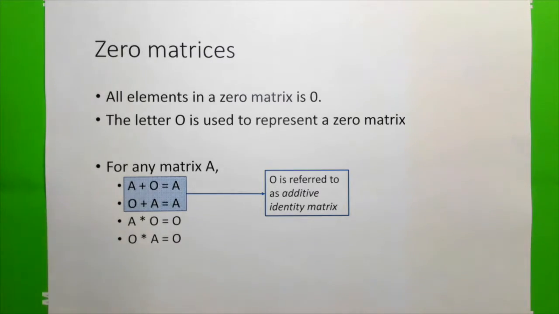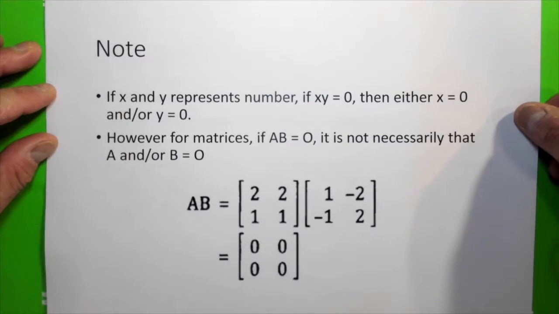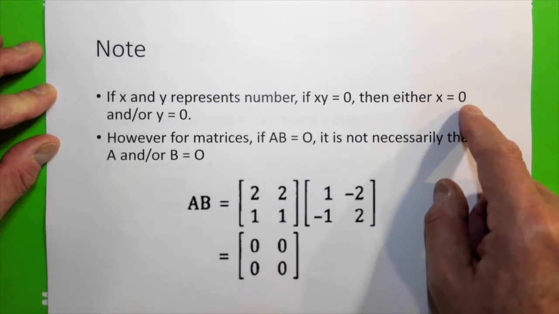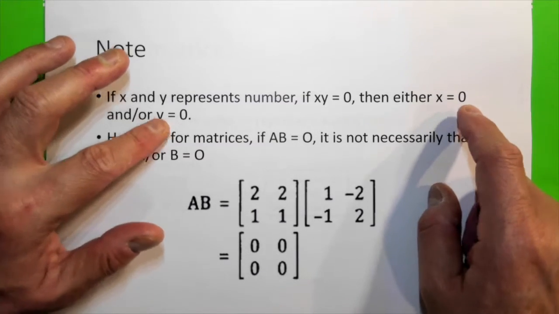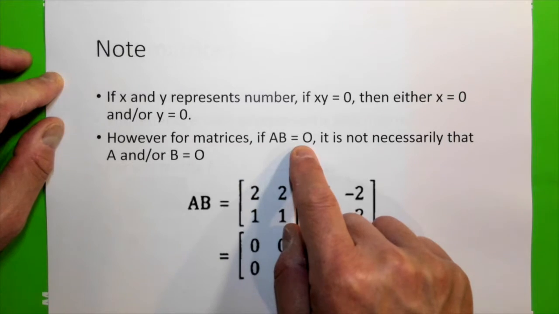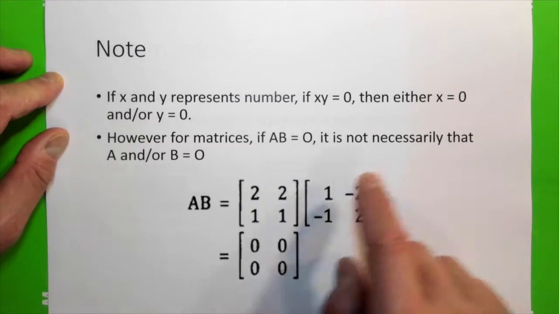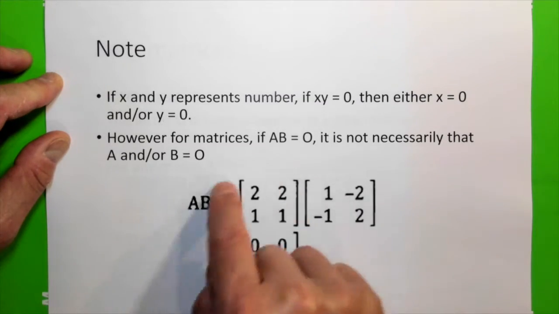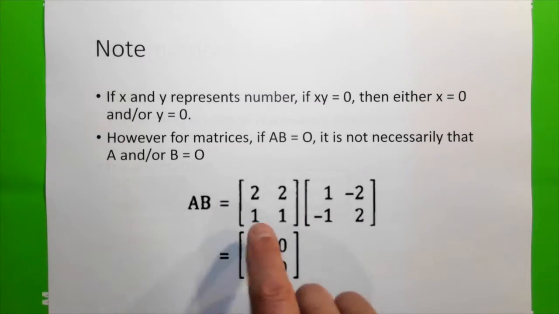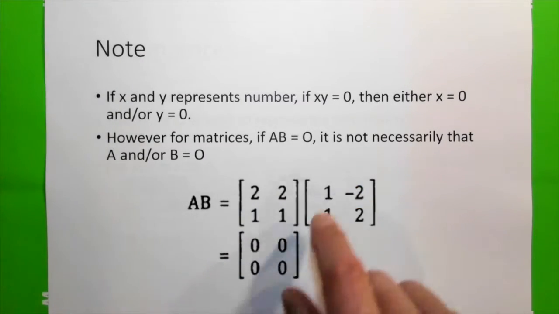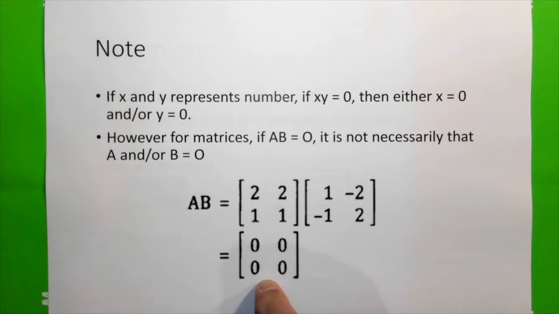Note, however, if x and y represent numbers, if xy equals 0, then x equals 0 and or y equals 0. But for matrices, if AB equals 0, it is not necessarily true that A and or B equals 0. Have a look at this example. A and B, they are not zero matrices, but the multiplication of them, we actually got a zero matrix.